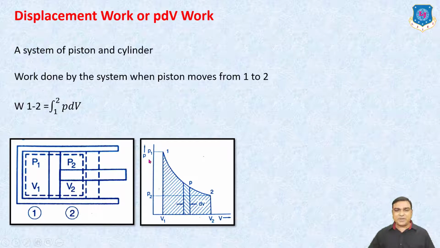So when we draw the graph of pressure versus volume from state 1 to 2, at 1 the pressure is P1 and volume is V1, at state 2 pressure P2 and volume V2. So from 1 to 2 what happened? The volume is increased and pressure is decreased. During 1 to 2, if you want to find the work done by the system when the piston moves from 1 to 2, W1-2 is equal to integration 1 to 2 P dV. So this is known as displacement work.